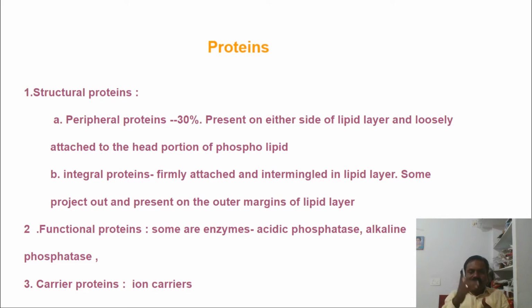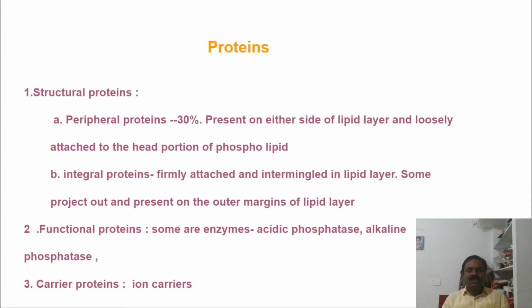The second type is functional proteins. These are enzymes. We know that enzymes are proteins. The enzymes which are present in the plasma membrane are acid phosphatase, alkaline phosphatase, and RNase. These enzymes are involved in the biochemical reactions of the plasma membrane, and they are useful in performing the functions of the plasma membrane.